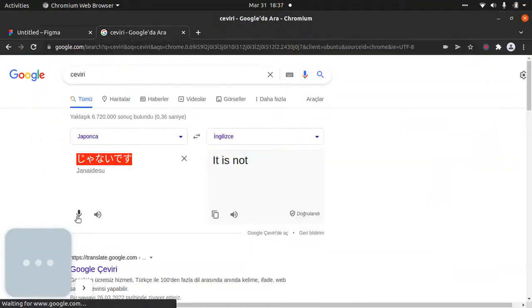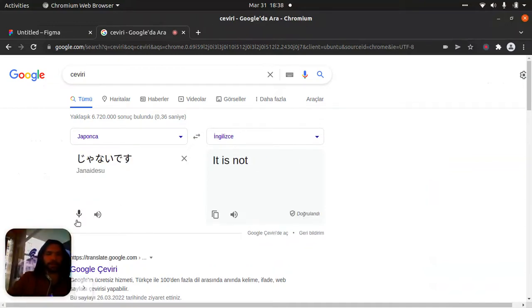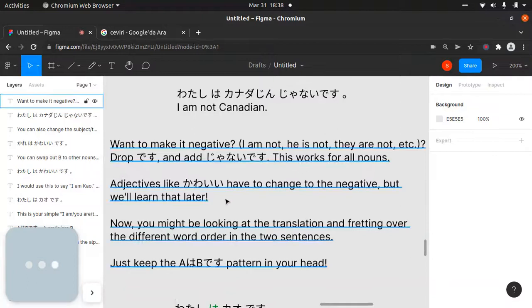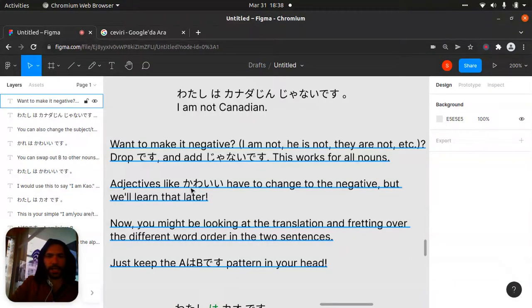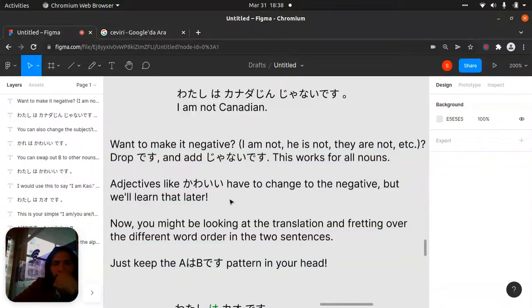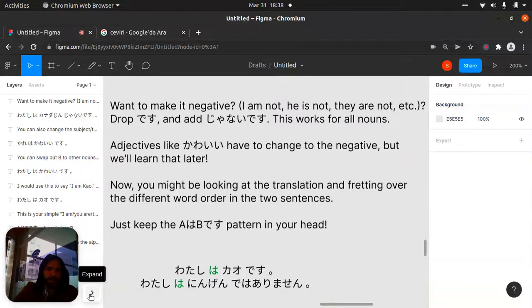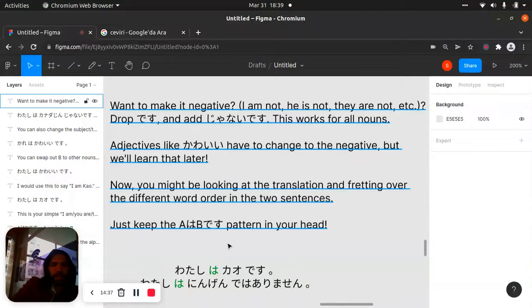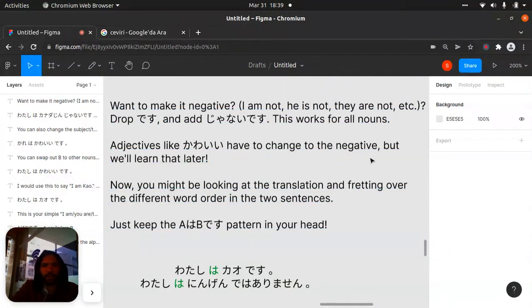Let's check it. Kare wa, oh, it's a problem here. Let's come down. Adjectives like kawaii, which is cute. You're doing this, but adjectives have to change to the negative differently, and we'll learn that later. Let me give myself time to prepare my brain.